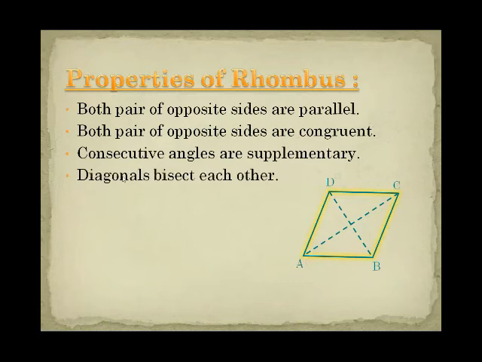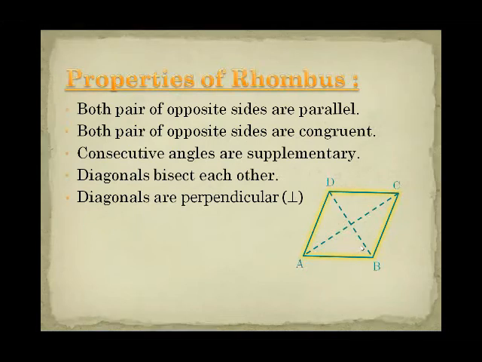The fourth property is diagonals bisect each other. As you see, students, A to C is a diagonal and B to D is a diagonal, so they bisect each other. The fifth property is diagonals are perpendicular. Those diagonals bisect each other and they also construct a 90-degree angle, so they are called perpendicular.